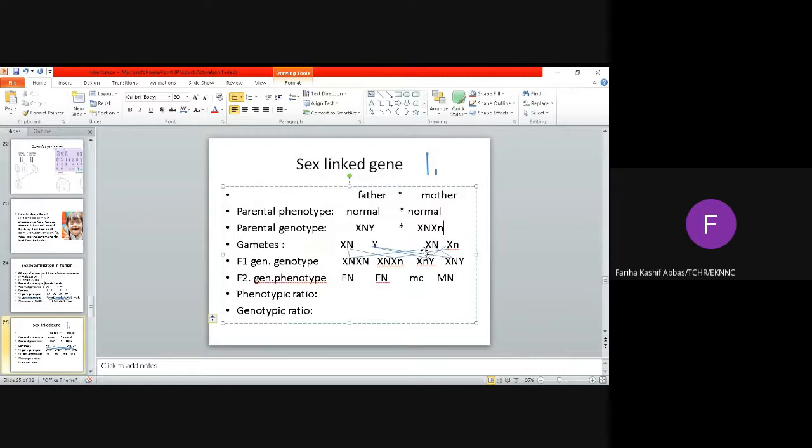So what does it indicate? This genetic diagram shows that the mother is responsible for the transmission of the genetic disorder to her male child. Why? Because the male child has only one X chromosome, which has the color blindness allele, and that allele comes from the mother, not from the father, because the male child inherits the Y chromosome from the father, and the Y chromosome does not carry any color blindness allele. In fact, no sex linked gene is present on the Y chromosome.